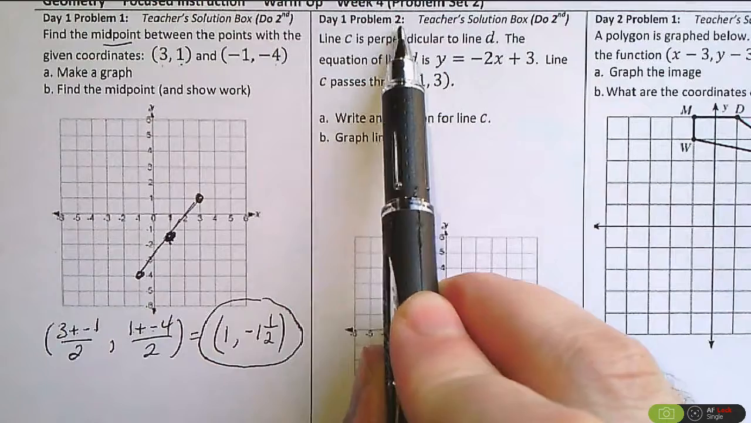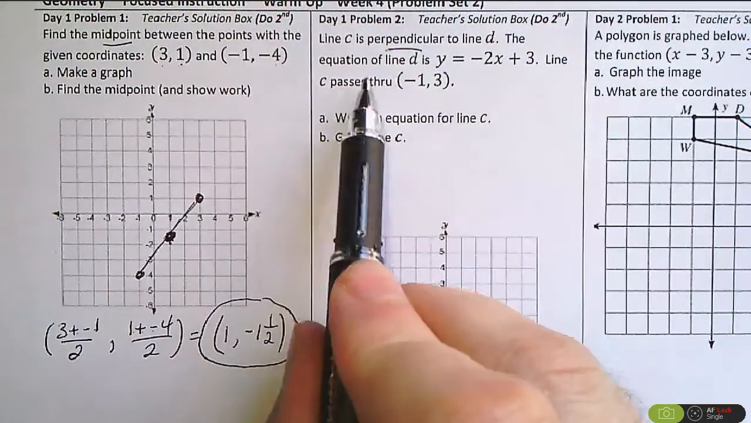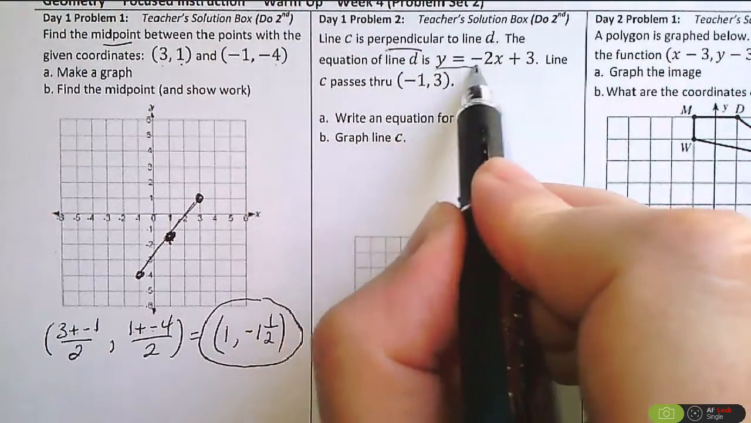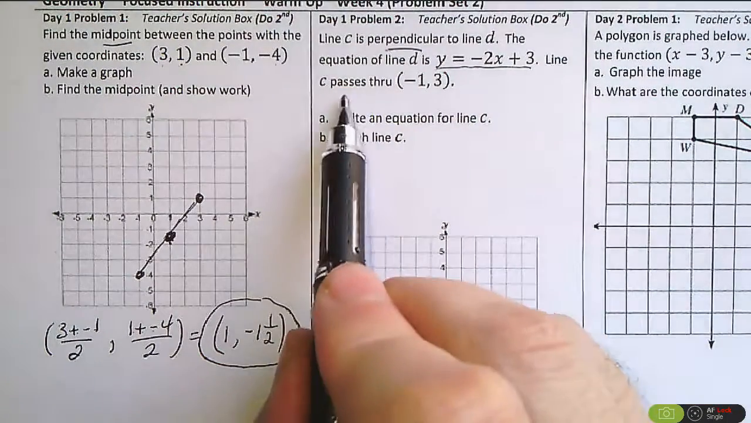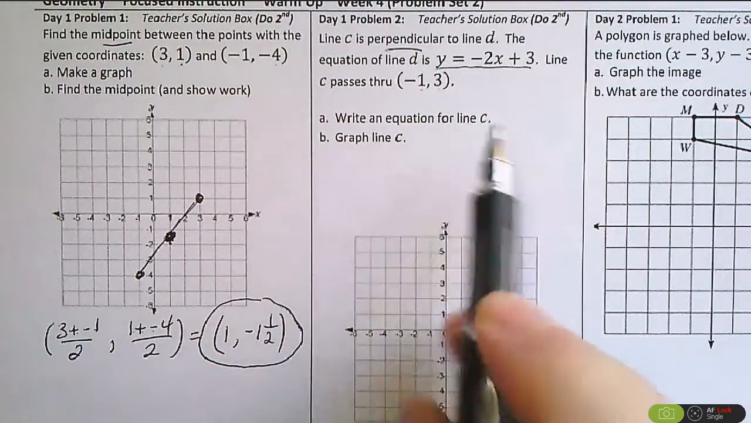Now, day one, problem 2. Line C is perpendicular to line D. The equation of line D is right there. And we're told line C passes through this point. Write an equation for line C.